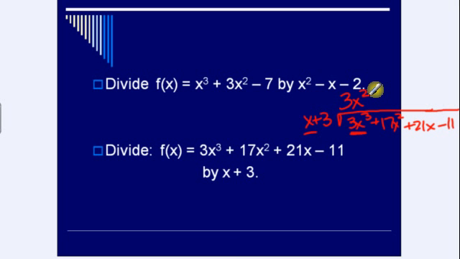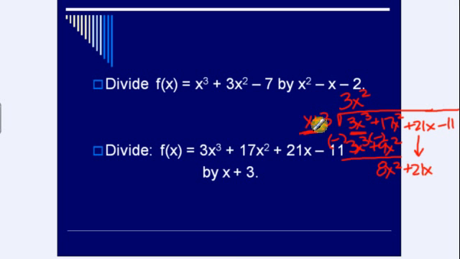And now I can multiply, and multiply again, the 3x squared times this 3, that's 9x squared. And now subtract. 17x squared minus 9x squared is 8x squared. And bring down the next term.